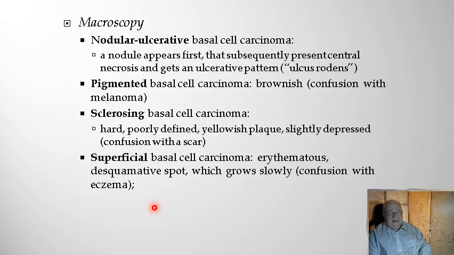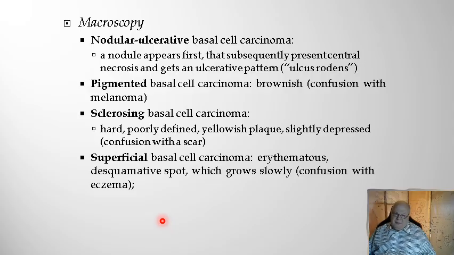When they are not diagnosed early and not removed surgically early, they can grow very, very large, destroying extremely extensively by infiltration a large surface of tissue, and being ulcerative mostly, as I said. This ulcerative growing pattern is also called ulcus rodens, from Latin.